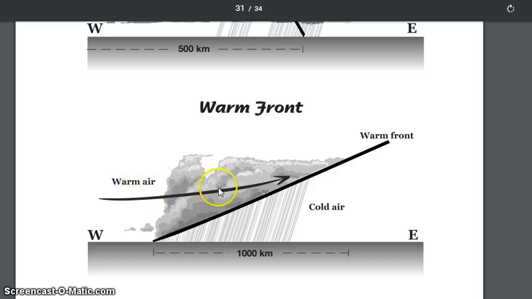And down here we see just the opposite. The warm air is the stronger air mass. And that's why it's a warm front. It is pushing the cold air out of the way.